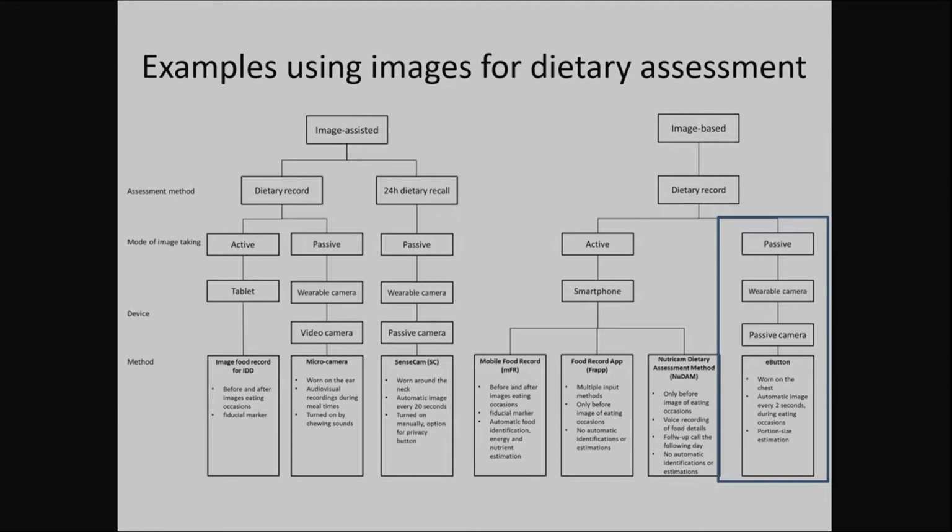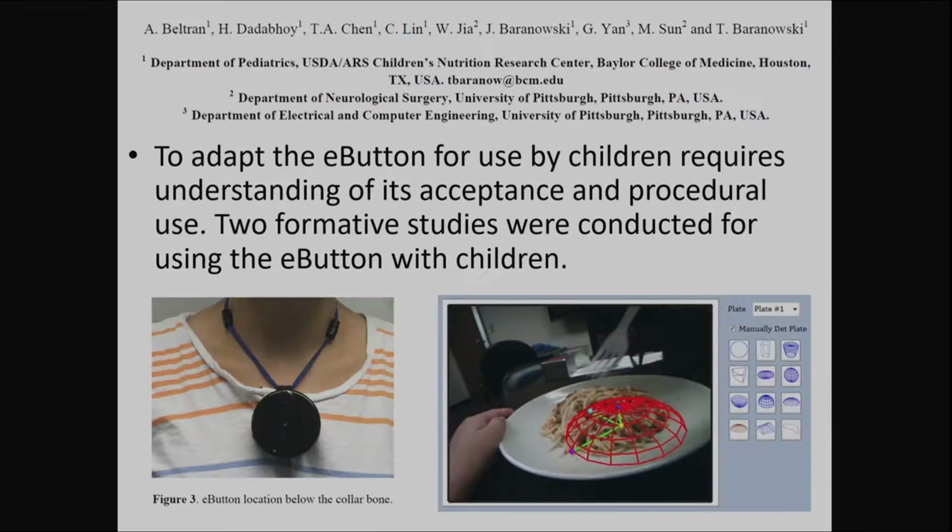This study that's actually a part of here is not the one I'm going to go over. This one is on adults, but I am going to go over one that has been done on children with the E button. This was published by Beltram et al. The goal here was to adapt the E button for use by children, and that requires some understanding and finding out first, just like we had done. So they did a study 1, and then 2 formative studies they conducted using this E button with children, and that's an example of the E button.